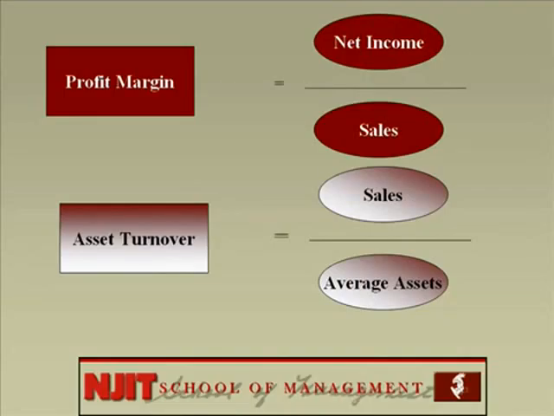Now, I want you to do a small exercise for me. I want you to compute these ratios for Company A and Company B and tell me who's doing a better job controlling costs and who's doing a better job using assets. Stop this recording now and do this exercise. When you're done, start again.